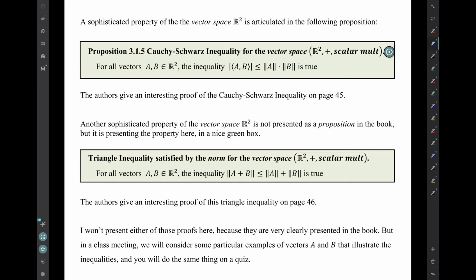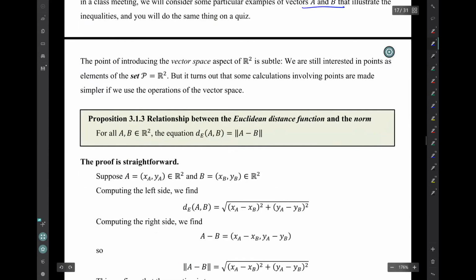some other thing. So they don't present this as a proposition. They don't present a proof of it as a proof of that proposition. But they do end up proving that this statement is true within the proof of another proposition. So I won't present these proofs here because they're done nicely in the book. But in a class meeting, we will discuss some particular examples of vectors a and b that illustrate these inequalities, and you'll do the same thing on a quiz.